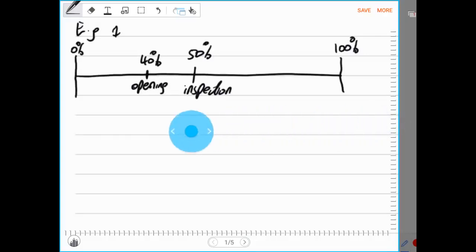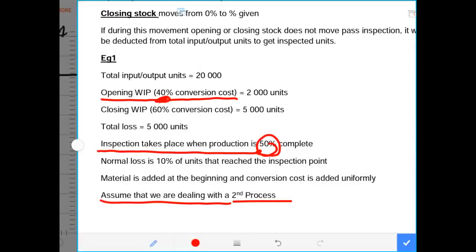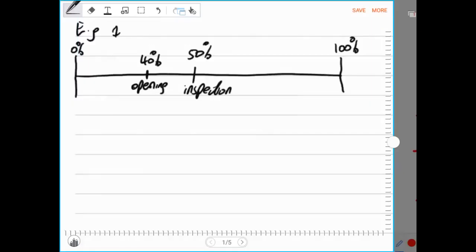So now we have to check how much is the percentage of the closing stock. And our closing stock is 60% in terms of conversion cost. And we have the number of units. Don't forget, we have the number of units of opening and also the number of units of closing. But we'll deal with that when we do the actual calculation to check either these units, did they pass the point of inspection or not. So now our closing stock is 60%. Then we record that 60% just above 50%. And this will be our closing stock.